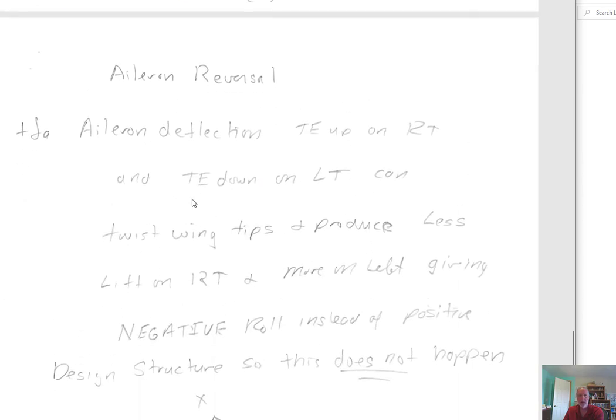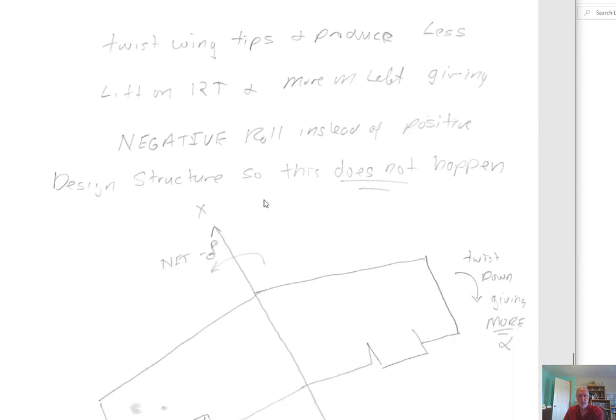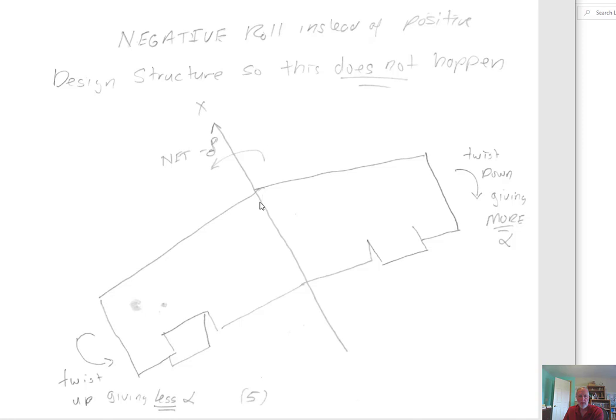Last thing I want to talk about is aileron reversal. So I'm going to scroll down to look at this picture. What happens is with the positive Roskam convention here, trailing edge up over here, trailing edge down here, what you want is a positive roll.